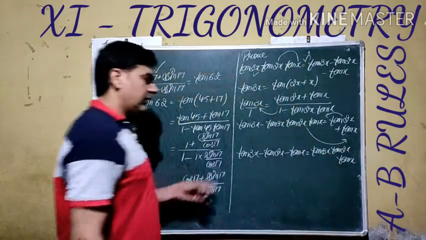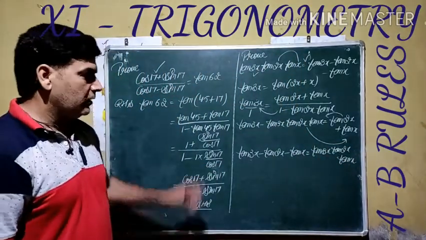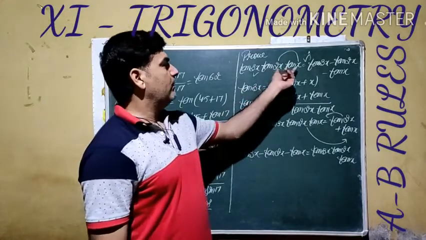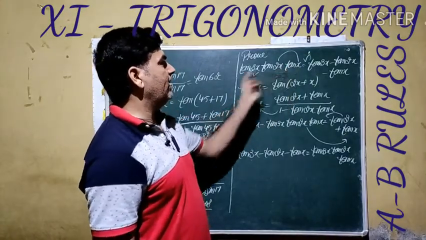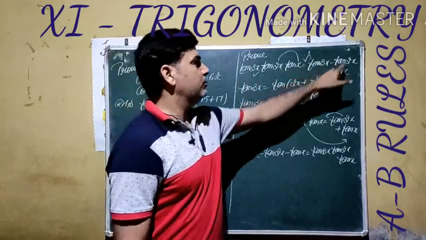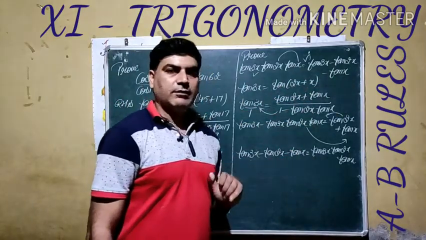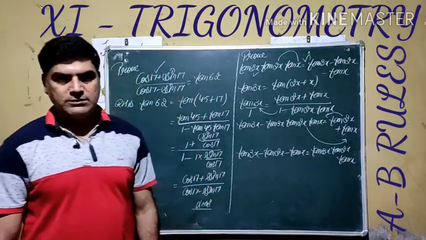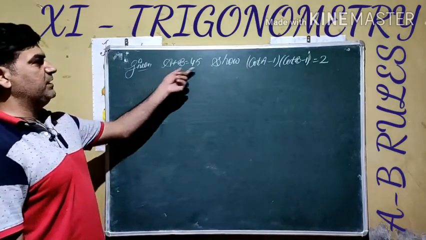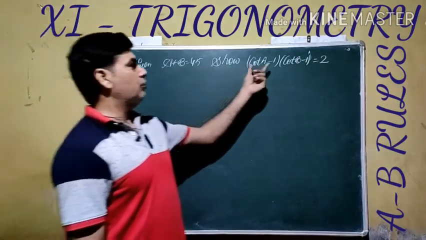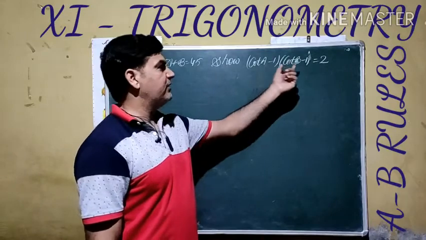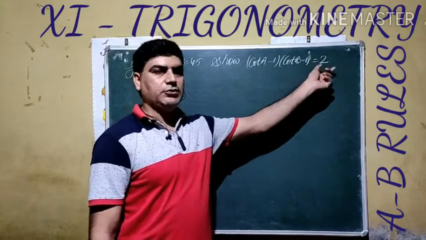Remember the result, it will help you in the next class also. What is the remembrance? Sum of two angles is equal to the third, all are in product, bigger comes first, smaller becomes negative with the second and third terms. Now the question: given A plus B is 45, we have to show that (cot A minus 1) in the first bracket and (cot B minus 1) in the second bracket should be equal to 2.